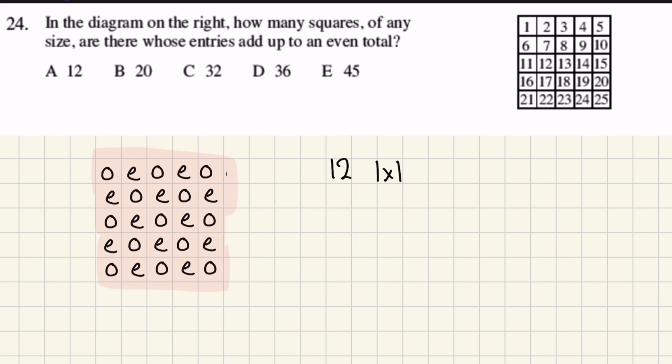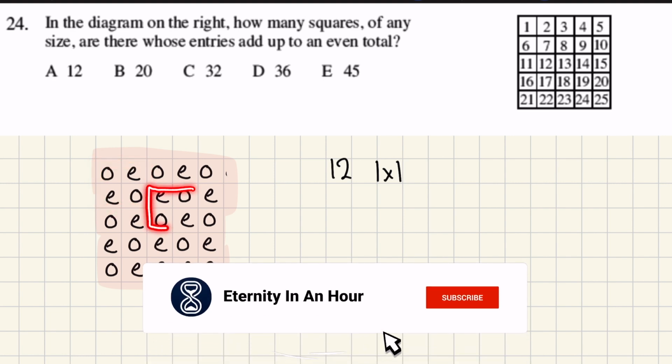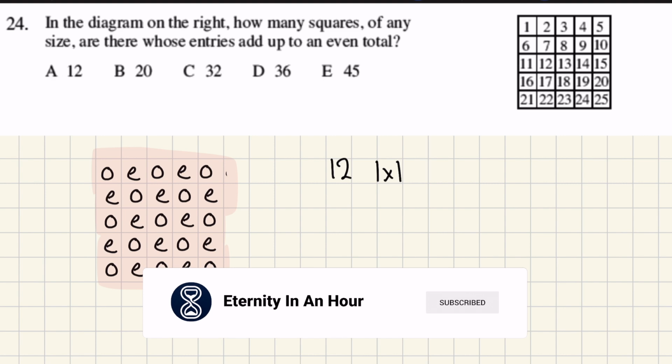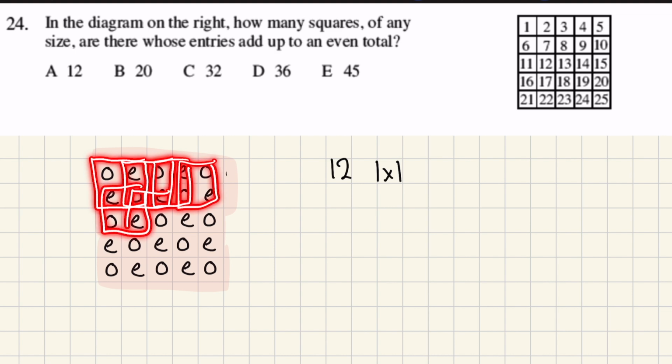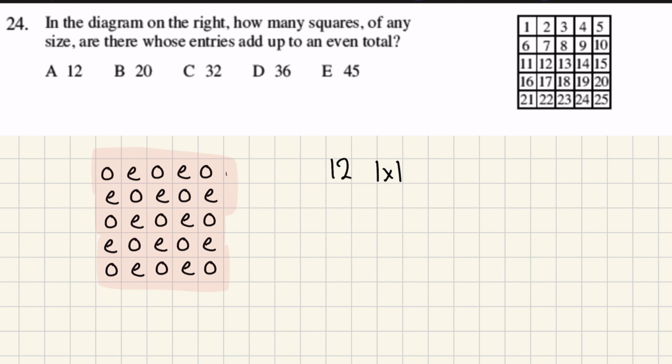Now let's look at 2 by 2, but we can be a little bit smarter here. Notice that every 2 by 2, no matter what I choose, will have two odds and two evens. And because we've got an even number of odds, because we've got two odds, we know they'll all be even. So we simply have to count the number of 2 by 2 squares. Now, this is a separate problem that often comes up, but I'm just going to skip this and give you the result. There is 16 2 by 2s.